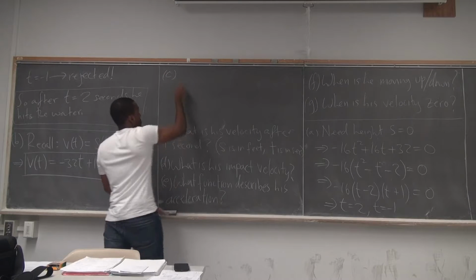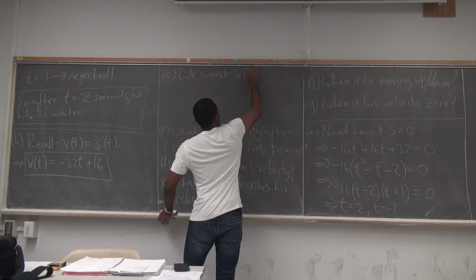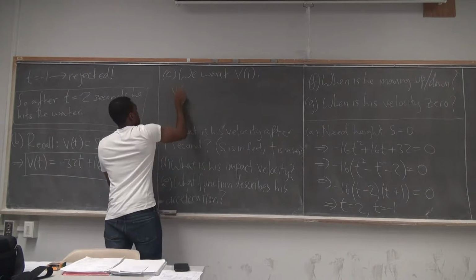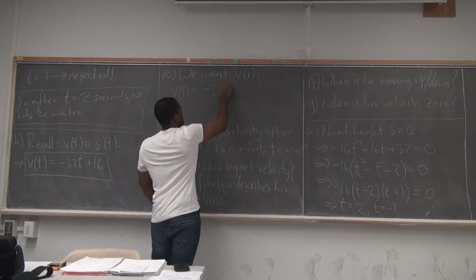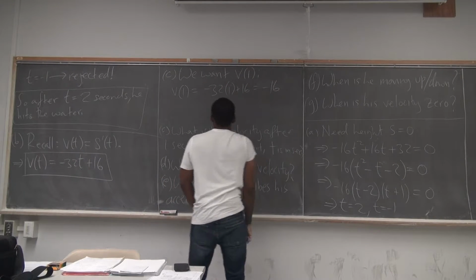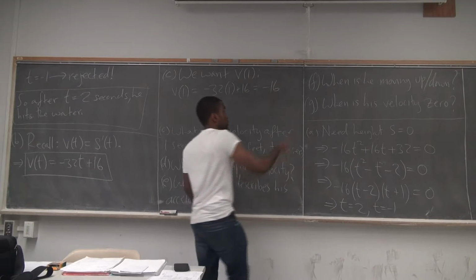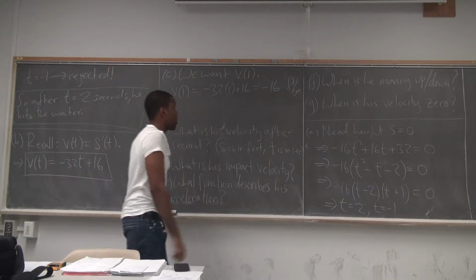Just plug it in. We want V of 1. V of 1 is going to be equal to, just plug in 1 for t here, minus 32 times 1 plus 16 equals minus 16. And in this class, I don't care about the units, but it would be feet per second.